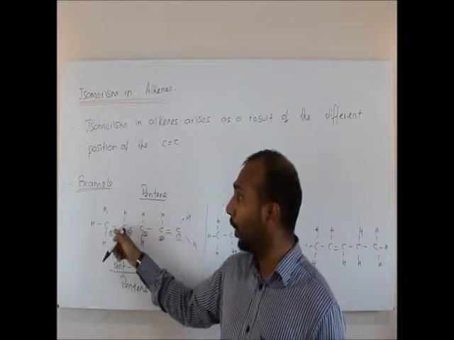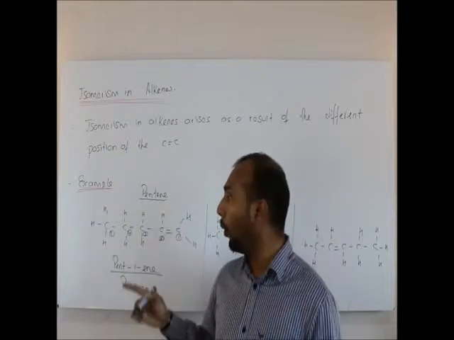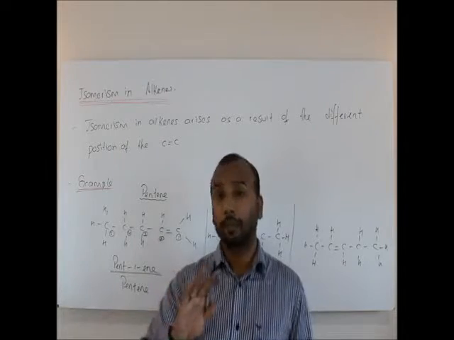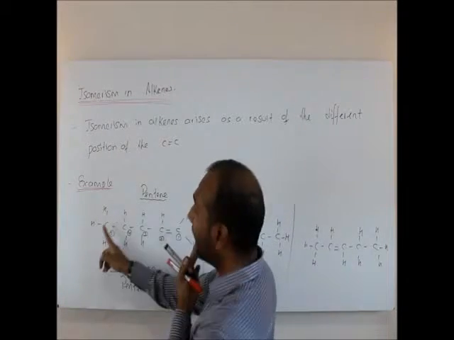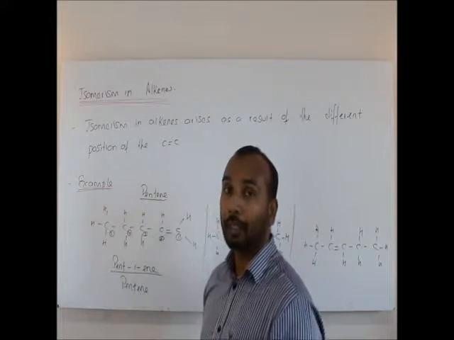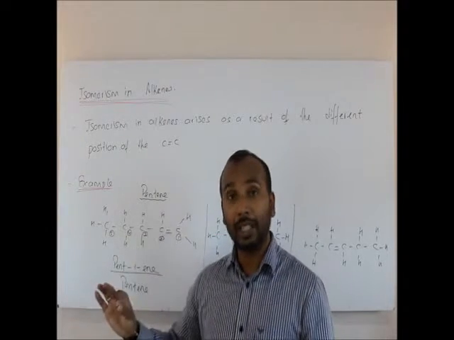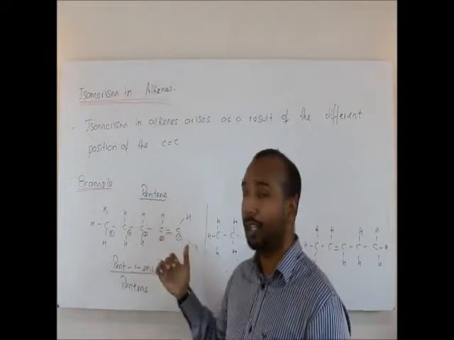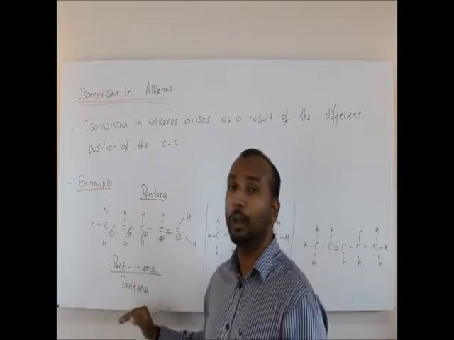Now, what if the double bond was here? Would it still be pent-1-ene or would it be pent-5-ene? We still call it pentene, because if you take this molecule and you rotate it, automatically this double bond is going to be on the left instead of the right. So just know when it is a terminal carbon atom, be it on the extreme right or extreme left, we still call it pentene.